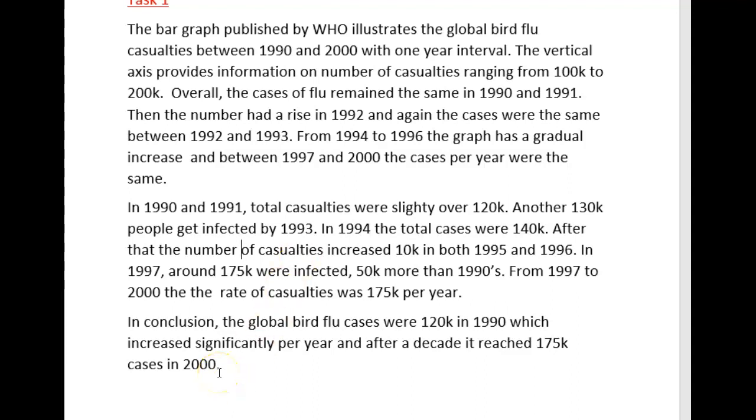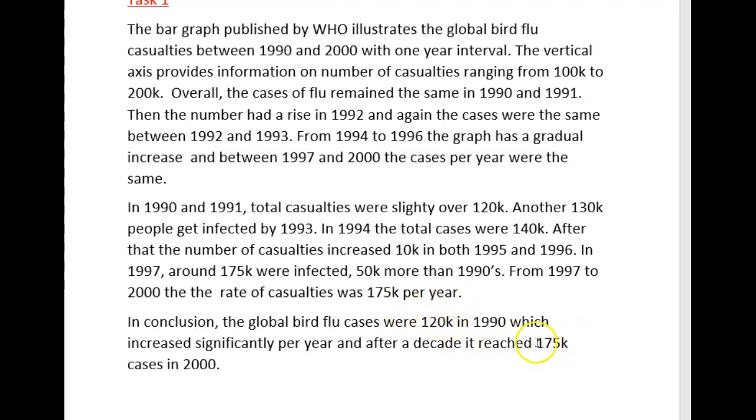In conclusion, the global bird flu cases were 120,000 in 1990, which increased significantly per year, and after a decade, they, not it, because it's cases, reached 175,000. All right. And that's a little repetitive. I'm wondering if you could have done something else with that. Maybe you could have said something like, overall, the cases of bird flu increased by roughly 50%. You might be wondering why I got that number 50%. Well, because half of 120,000 is 60.